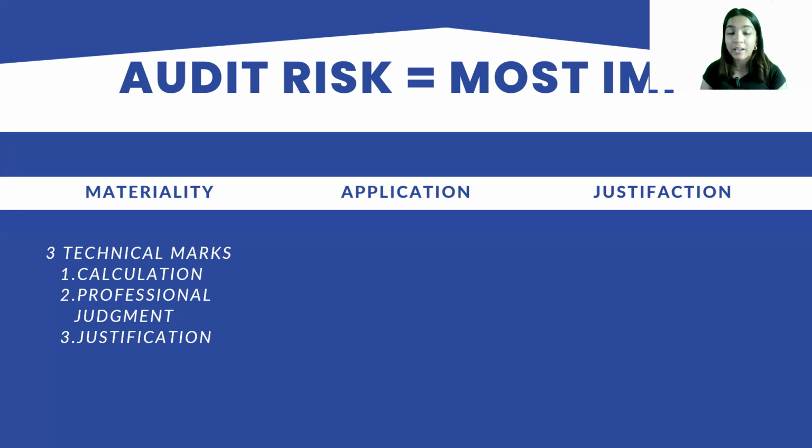Now, the 3 technical marks: calculation, writing the proper range, that is, for example, 5 to 10% for PBT. Okay, professional judgment, which one did you choose? Did you choose the lower or the higher range or the mid range? Justification as to why you made this particular selection. Why did you choose the lower range? Why did you choose the middle range? Why did you choose the higher range?